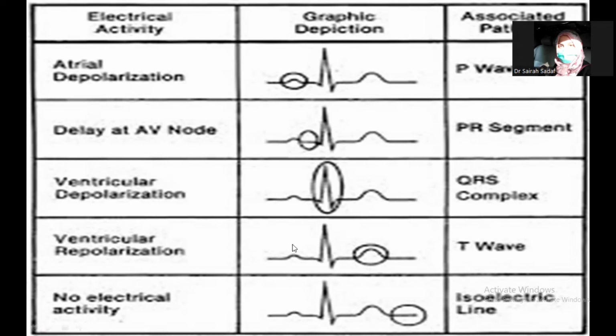Now, ventricular repolarization. The T wave shows the ventricles have started repolarizing. The action potential has come to a stop, and the next cycle will start afterwards. And this single straight line, we call it the isoelectric line. It shows that for a short period of time, there is no electrical activity in the heart. Now, this is very interesting. There is some time when there is no electrical activity in the heart.